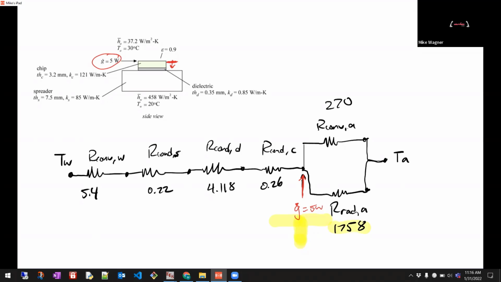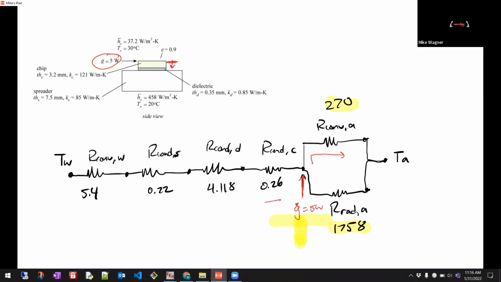Well, my radiation resistance is really, really high, right? 1758 compared to 270, right? 270 up here. So if it has to choose a path, the heat's going to come in and it's going to go to the path of least resistance, right? Which is up here. So almost all of the heat, by probably about an order of magnitude, is going to be going through the convective side. Very little heat is actually going to be radiated away. Okay, so that's number one.